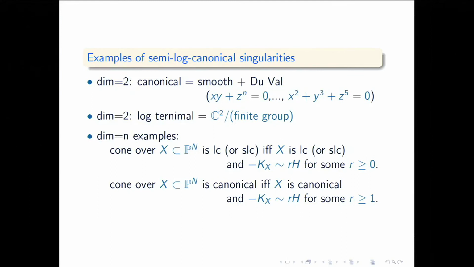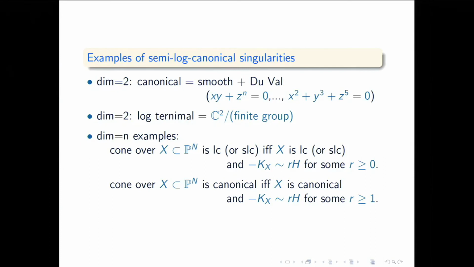Well, in dimension 2, one can get complete lists. So the canonical is the same as either smooth or Du Val singularities. Here are just some of the Du Val singularities. But I haven't defined the log terminal. It's when that integral sigma wedge sigma bar is actually finite. That is equivalent to log terminal. And so frequently that is much nicer than the general case. So these are the quotient singularities. They are a nice example here.